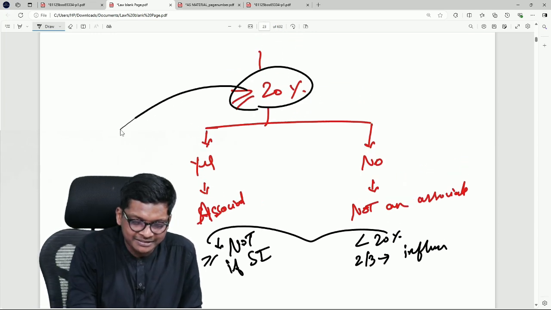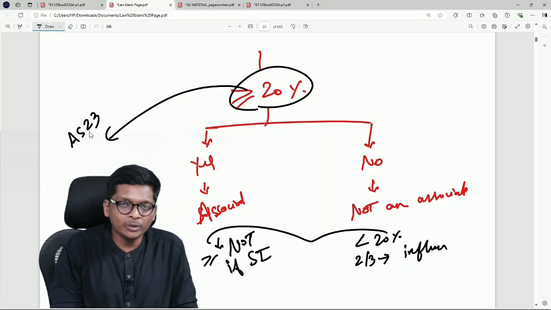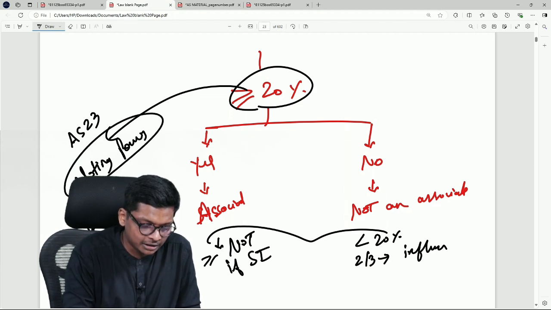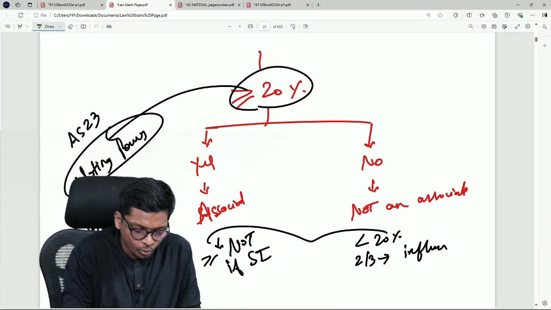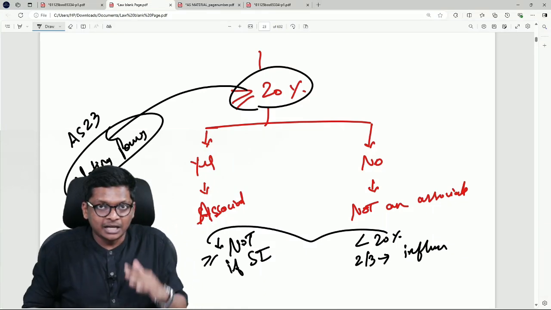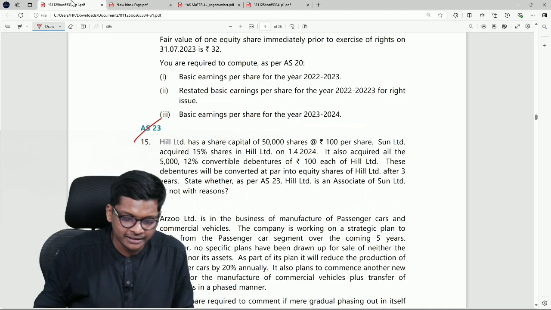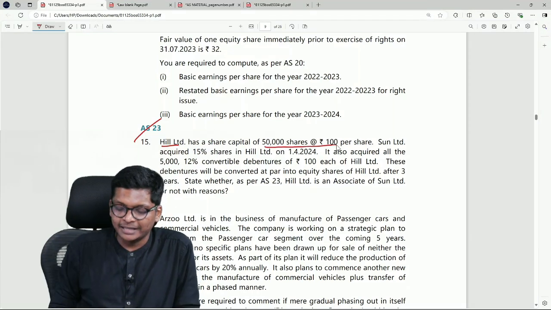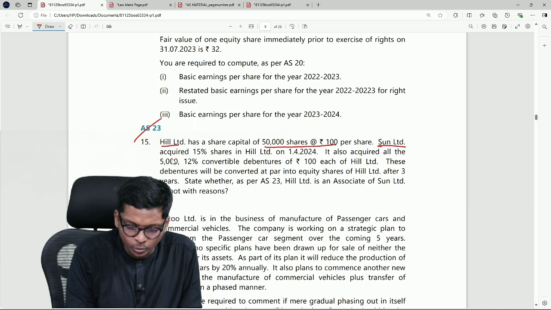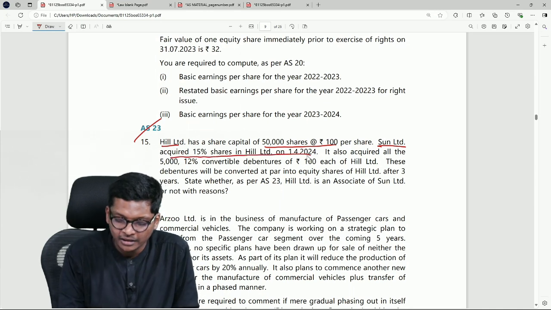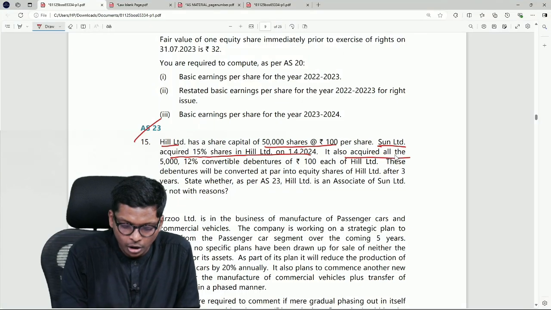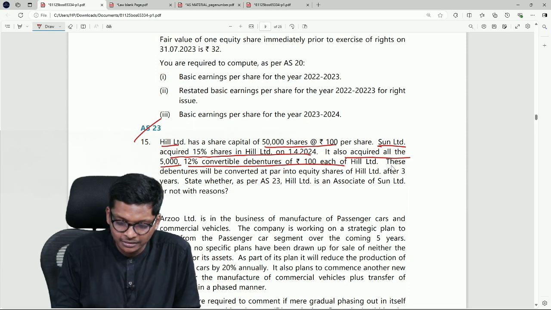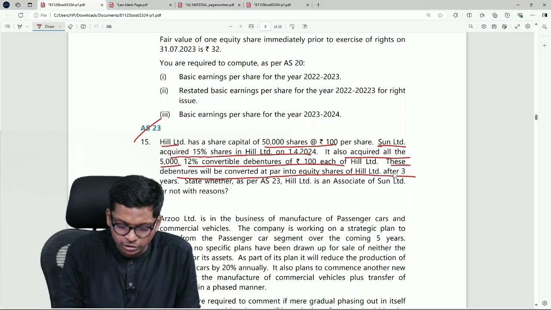How to count this 20%? In AS 23, it says you will consider voting power, and here you will consider only present voting power and not the future voting power. We will take only present voting power. So, look at this. Hill Limited has 50,000 shares at rupees 100 per share. Sun Limited acquired 15% shares in Hill Limited on 1st April. It also acquired all the 5,000 convertible debentures of Hill Limited. These debentures will be converted into equity shares after 3 years.